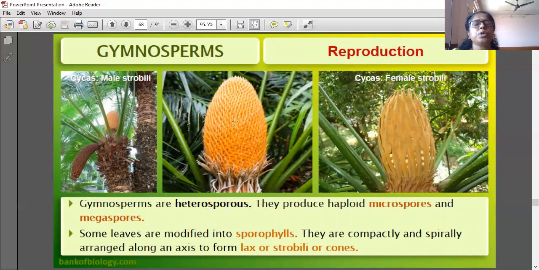Gymnosperms are heterosporous. Heterosporous means some spores are large in size and some are small in size. Gymnosperms produce haploid microspores and megaspores. Microspores are there, megaspores are also there.